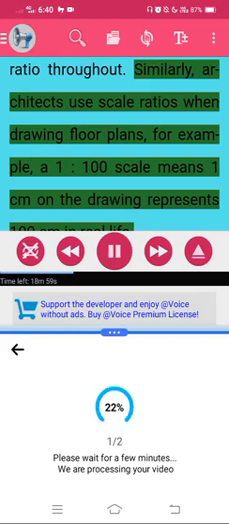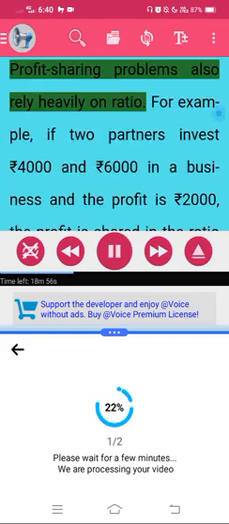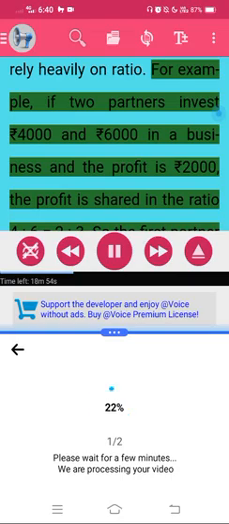For example, a 1:100 scale means 1 centimeter on the drawing represents 100 centimeters in real life. Profit sharing problems also rely heavily on ratio. For example, if two partners invest 4,000 rupees and 6,000 rupees in a business and the profit is 2,000 rupees, the profit is shared in the ratio 4:6 = 2:3. So the first partner gets 800 rupees and the second gets 1,200 rupees.